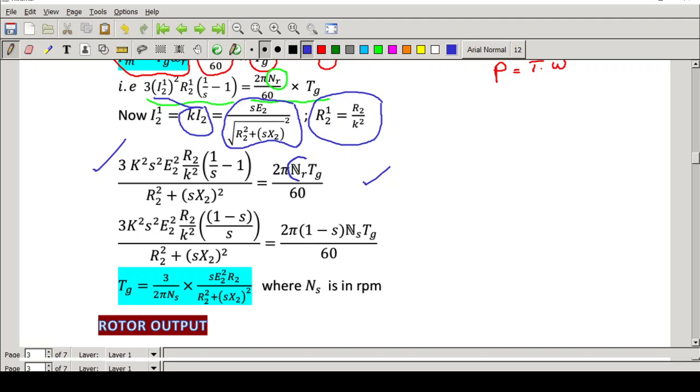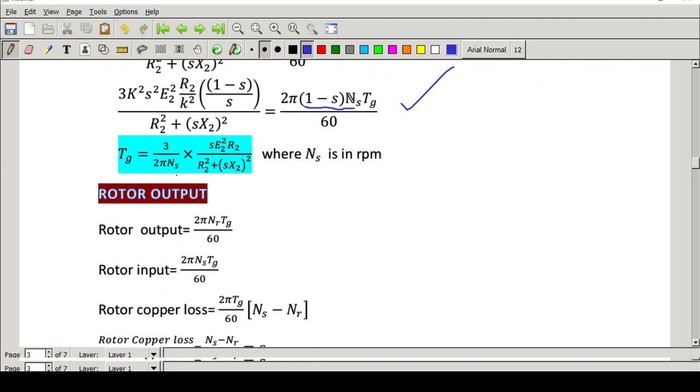Instead of the rotor speed nr, we know that nr is equal to (1 minus s) into ns. So that relation I will put here. I'm substituting so many equations here. Again, I'm equating these two equations, and finally I'm getting an expression for the torque. The torque I will get as 3 by 2 pi ns into s into E2 squared R2 by R2 squared plus (SX2) the whole square.